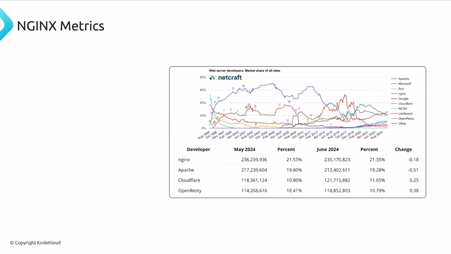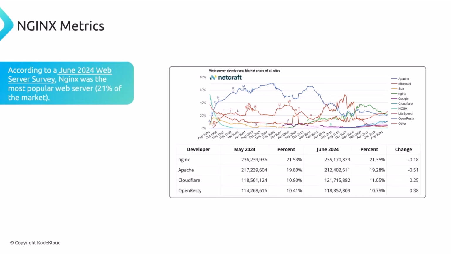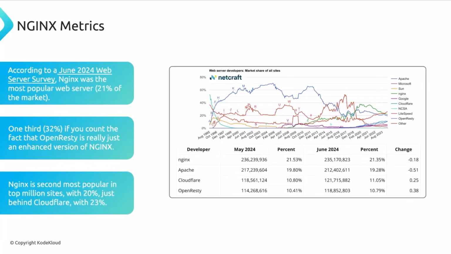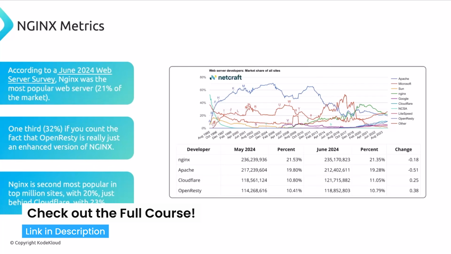A recent 2023 survey found that the most popular web server being used today is Nginx with 21%. 32% if you count OpenResty, which, like I said, is an enhanced version of Nginx. That is a third of the internet being served through Nginx. Nginx is only second to Cloudflare when it comes to top million sites and ranked number 1 in most market share computers and domains.